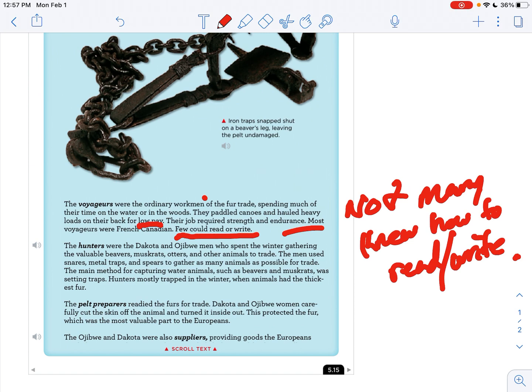So, next job, the hunters. They were Dakota. And they were Ojibwe men who spent the winter gathering the valuable beavers, muskrats, otters, and other animals to trade. The men used snares, metal traps, and spears to gather as many animals as possible for trade. The main method for capturing water animals, such as beavers and muskrats, was setting traps. Hunters mostly trapped in the winter when animals had the thickest fur.